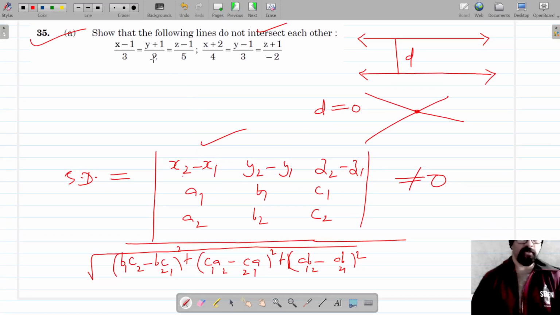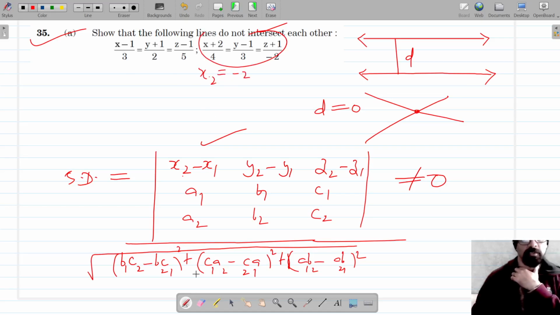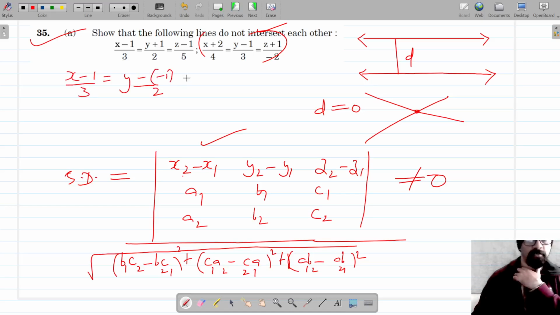Here x2 is the point through which the second line passes. Let me write these in the standard form. The first one is x minus 1 by 3. The second one would be x minus of minus 1 by 2 and z minus 1 by 5. So here this line passes through the point 1, negative 1 and 1. These are our x1, y1 and z1.